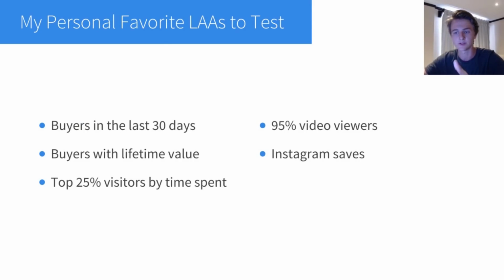Number 1 is buyers in the last 30 days. And then I also like testing buyers with lifetime value. That's another option that you can do when you're building a custom audience. It's going to take into account the lifetime value of your buyers as well, and you're going to get a slightly different lookalike audience.